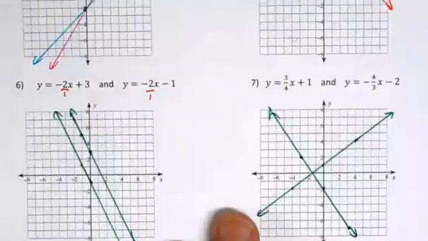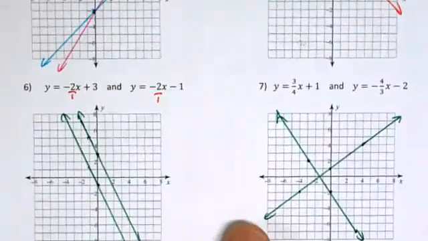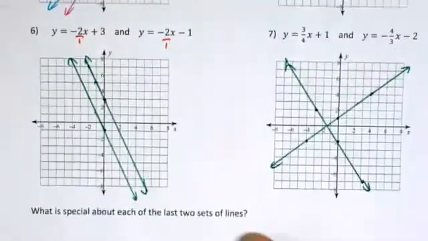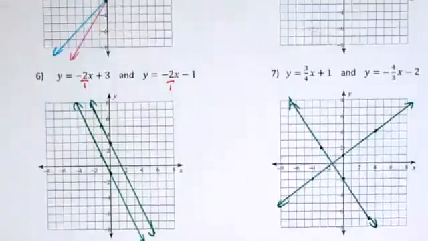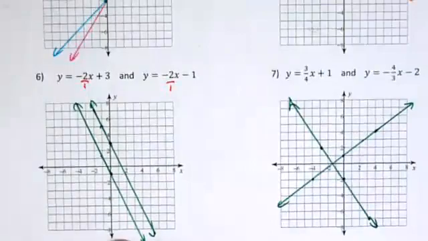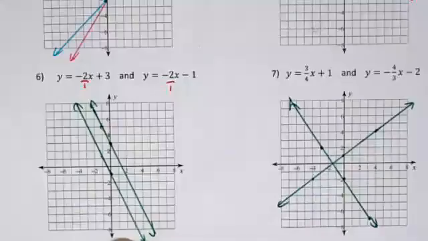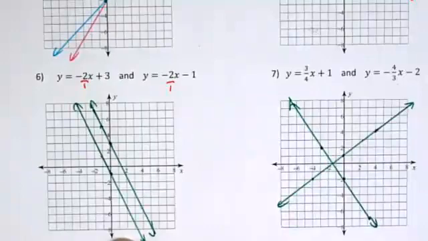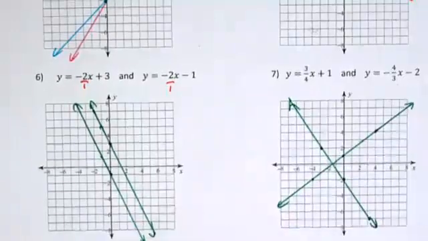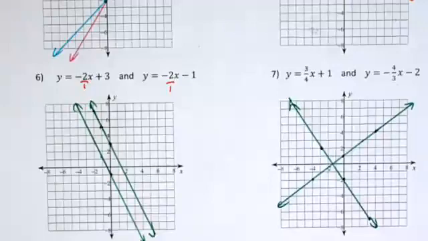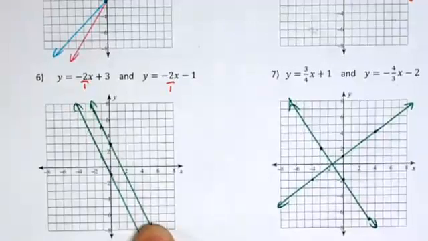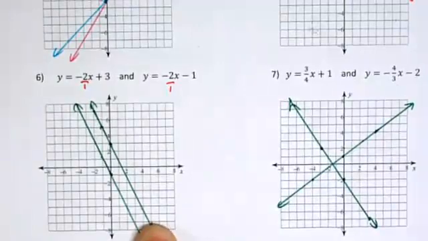Do you guys spot any mistakes with any of my graphs? Okay, thank you. Thanks for checking for me. There is something special about the last 2, and many of you clued in on the title of our notes for today. What is special about the lines in number 6? Which one, 6 or 7, is perpendicular? 6 is parallel. These lines are parallel. Can somebody give me a quick definition of what parallel means?